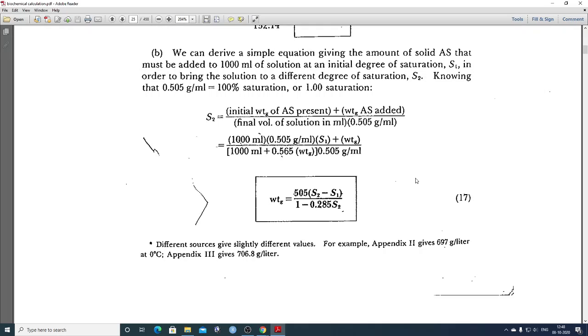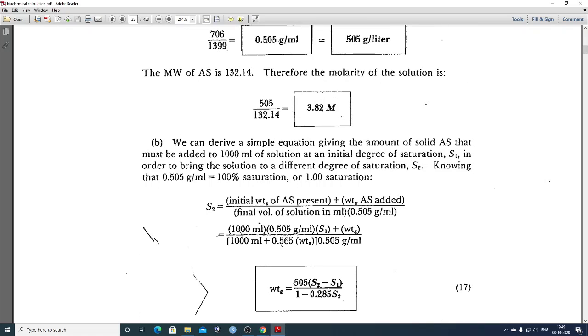So S1 is the initial saturation, and we want to bring it to a different degree of saturation, S2. Knowing that 0.505 gram per ml is 100% saturation, that is one saturation, we can put S2 in this formula. S2 is equal to the initial weight of ammonium sulfate present plus the weight of ammonium sulfate added, divided by the final volume in ml, multiplied by 0.505 gram per ml. So the initial volume was 1000 ml.